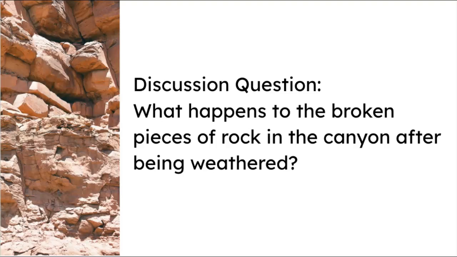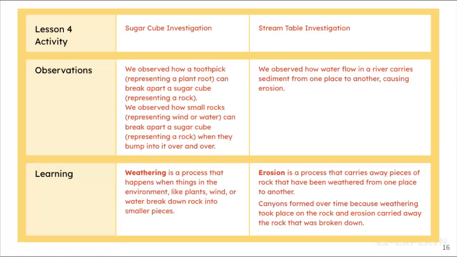In the second Explain portion of the lesson, students will engage in another class discussion about their observations and learning from the activity. Use the provided questions to guide your discussion around the question, what happens to the broken pieces of rock in the canyon after being weathered? The goal of this class discussion is to analyze student observations and identify how the process of erosion works to move weathered materials down the river, and how the rate of erosion can be changed. You will use the discussion to complete the Lesson 4 summary chart.